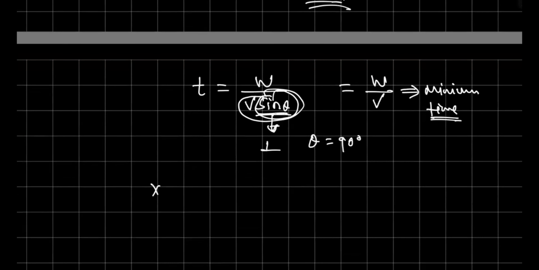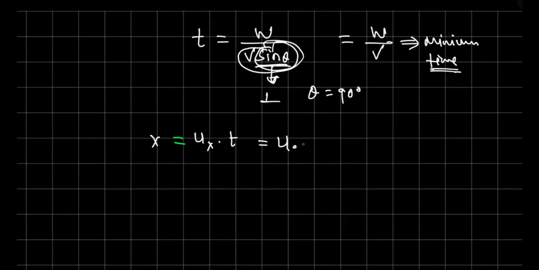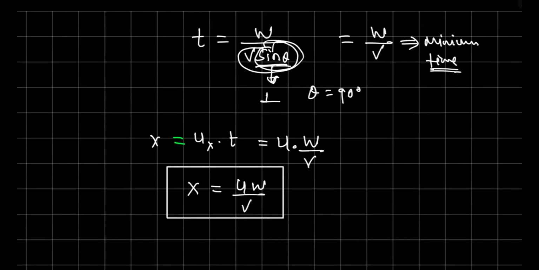Now they can ask you the drift in this. That is equal to velocity in x direction into time. What is the net velocity in x direction? That is only the river flow, u. And what is the time? That is w by v. So what is the drift that you are going to get? u w by v. So this is your drift in case of minimum time to cross the river.